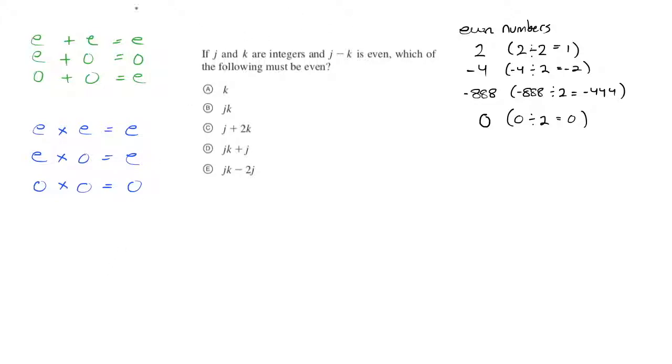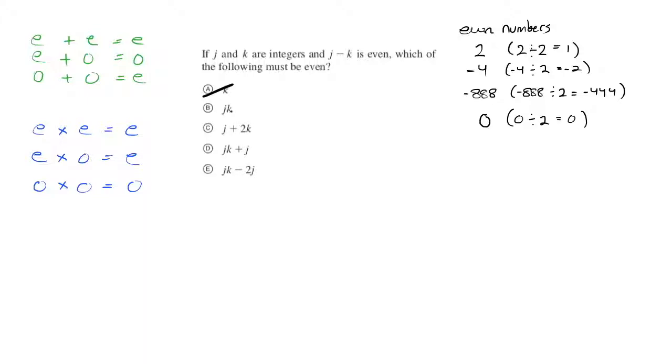Now, if I know these rules, and I know that j minus k is even, there are two situations here where I get an even number from something resembling addition, like subtraction. Either both are even, or both are odd. Which means it need not be the case that k is even, since both could be odd. However, what about j times k? Remember, either both are even, or both are odd.